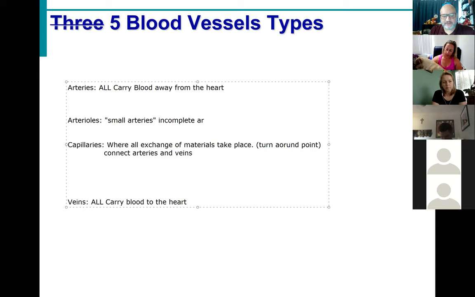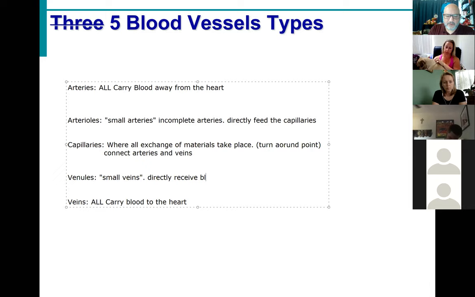And arterioles are what actually directly feed the capillaries. Excellent. And what does that leave us with? Venules. Venules are basically small veins. And that really is the only distinction. Really the only distinction between venules and veins is the size, but also venules directly receive blood from capillaries. Excellent. So in that way, we have now identified our five main types of blood vessels. And I've written that out here, but we've got the pretty words that do all of that as well.